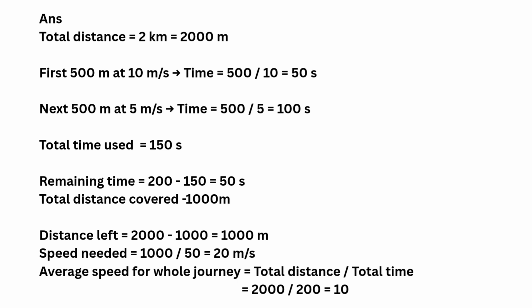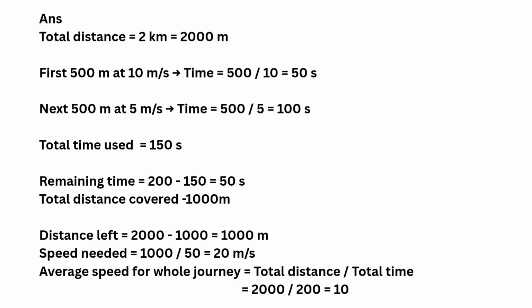Answer: total distance is 2 km. We want to convert kilometers to meters, that is 2000 meters. First 500 meters at 10 meters per second: time is equal to distance divided by speed, 500 divided by 10 is equal to 50 seconds. Next 500 meters at 5 meters per second is 500 by 5, equal to 100 seconds. Total time used is 100 seconds plus 50 seconds, that is 150 seconds. Remaining time is 200 minus 150, equal to 50 seconds.